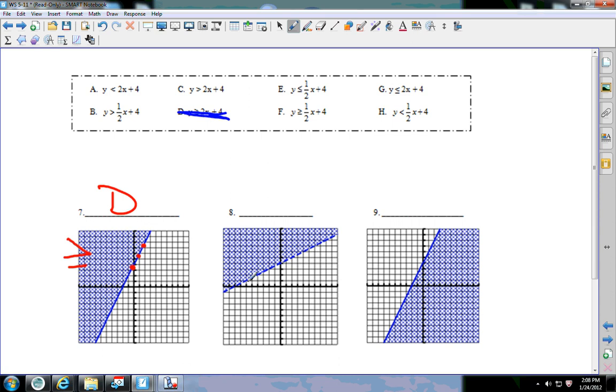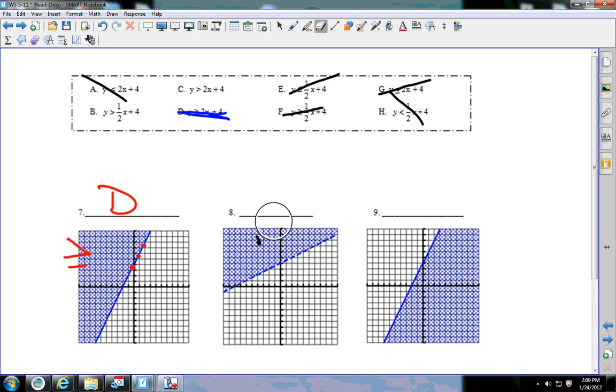Let's look at the next one. Number 8. It's a dashed line, so I know that it can't have the equal to bar. So I'm going to cross off these. They have equal to bars. The rest of them are okay. They all have a y-intercept of 4, but let's look at the shading. Is the shading above or below? If I draw a line up, they're above. That means that it's got to be greater than. That's less than. Can't be this one. That's greater than, less than. Nope.